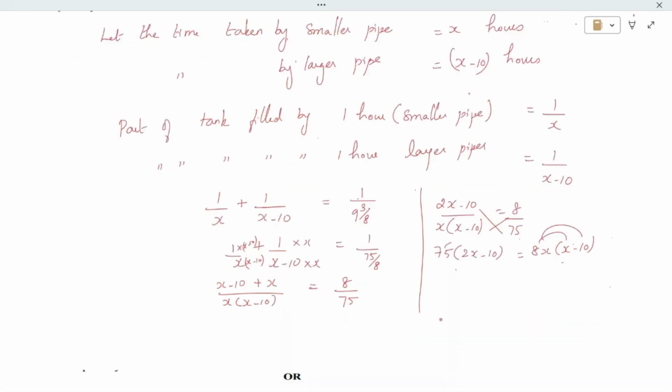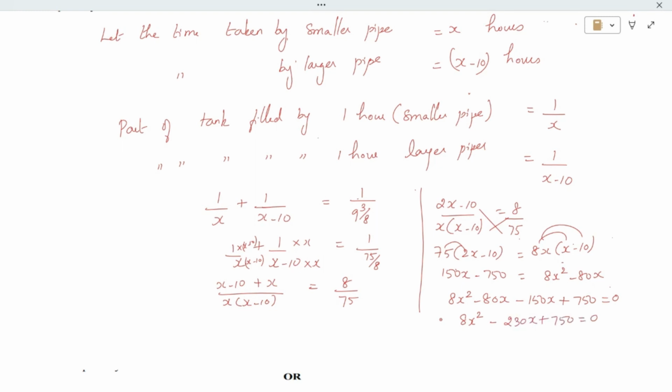If you evaluate the bracket, it is going to be 150x minus 750 is equal to 8x² minus 80x. So now bring all the terms to the right hand side because x² is positive here. So 8x² minus 80x. Now I'm bringing 150x to the other side, so it becomes minus 150x. Negative 750 crosses the equal sign, becomes positive 750, that is equal to 0. So 8x² minus 230x plus 750 is equal to 0.